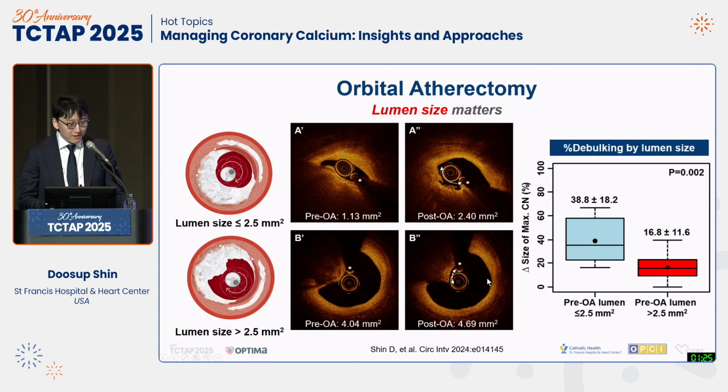And even with the optimal technique, the maximum arc diameter is about 1.8 to 2 millimeters. So we recently showed that if your lumen size is less than 2.5, you will be able to achieve some debulking of this calcified nodule, usually about 40%. But if your lumen size is greater than 2.5, then your orbit really cannot reach the calcified nodule. You will not be able to achieve good debulking.